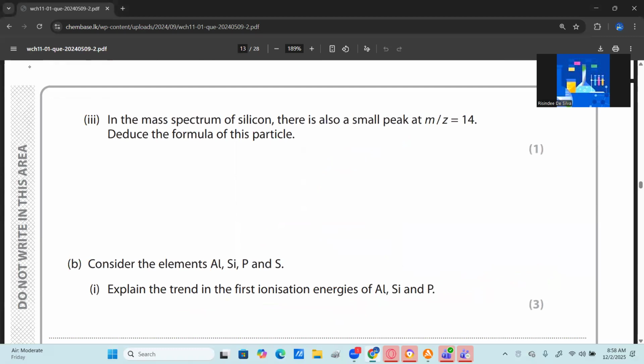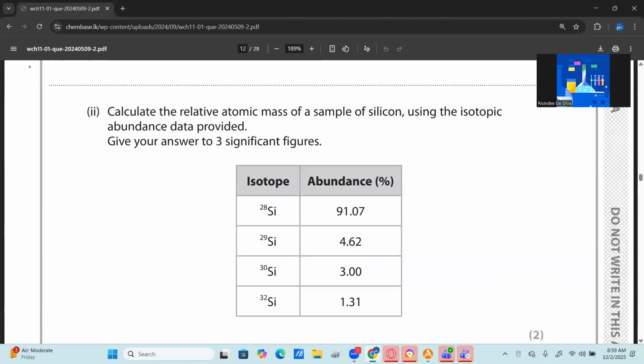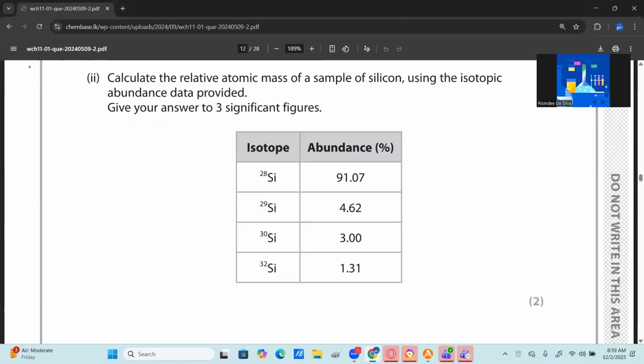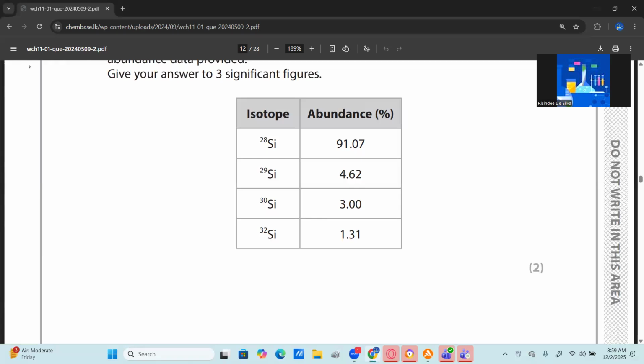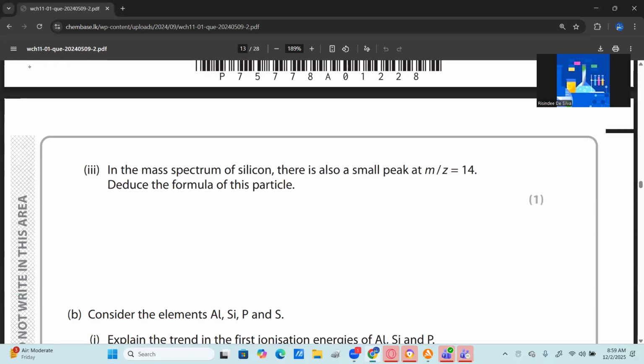In the mass spectrum of silicon, there is also a small peak at 14. So children, we can see all the peaks are like 28, 29, 30 and 32. So 14 is like half of that. All the atoms that are coming from the mass spectrum will have a charge of +1. Therefore, if its mass is 28 and it has +1 only, you get it as 28.